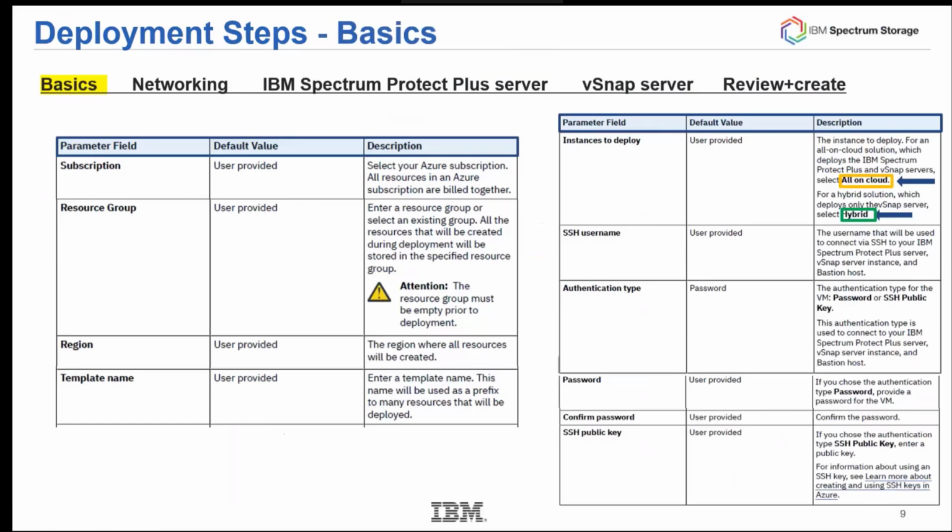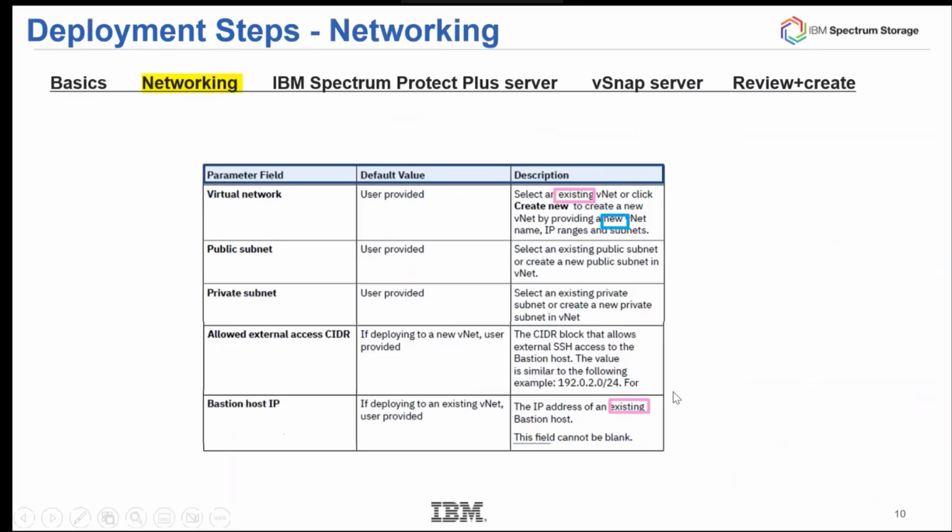A few of the different inputs, like there's a basics category, which means you specify the resource group, subscription details, your region, and also whether you want to do an all-on cloud deployment or a hybrid deployment, the SSH username, public key, passwords, and things like that. For the networking piece, like I mentioned earlier, you have to select your existing vNet or new vNet, and based on that, the parameters are there. Similarly, the bastion host IP, that means if there's an existing bastion, then you have to specify that.